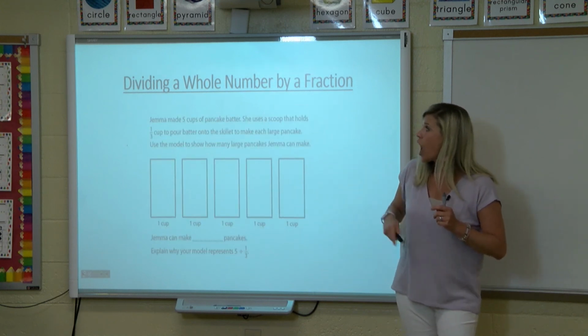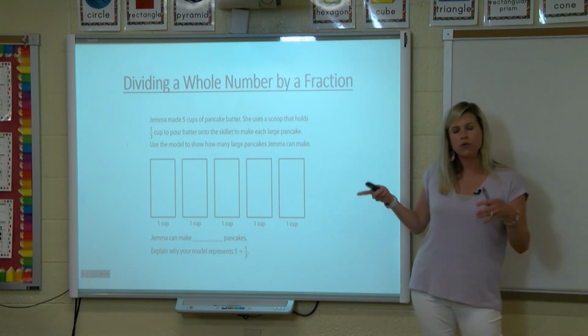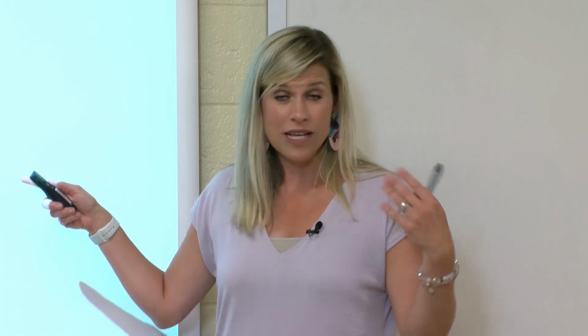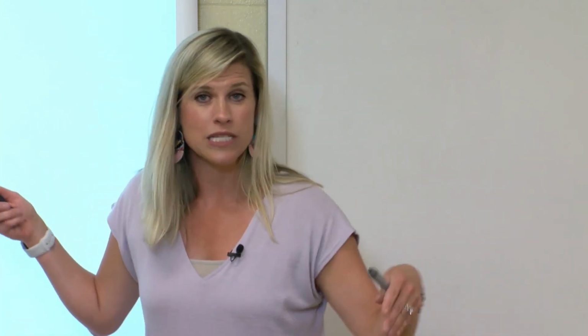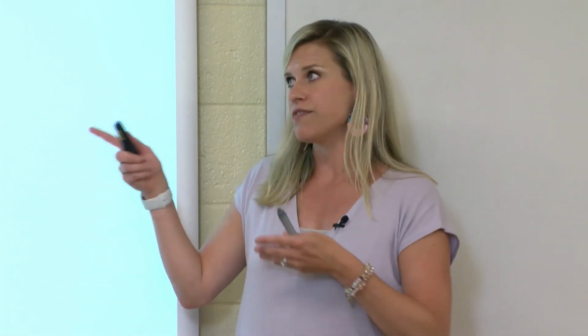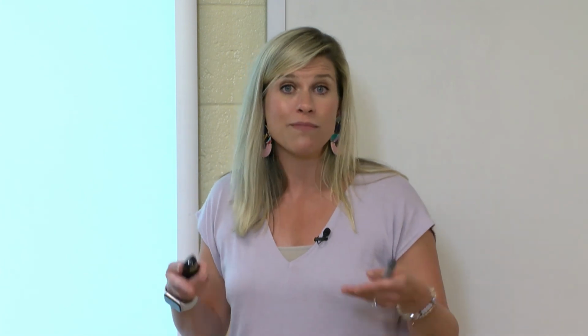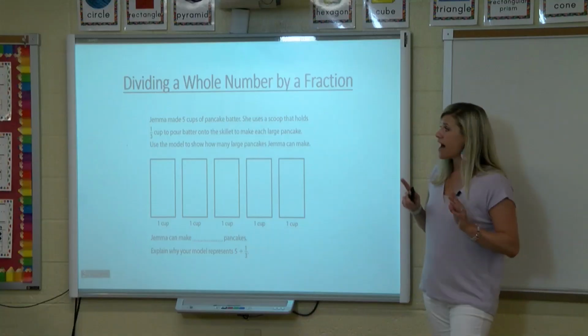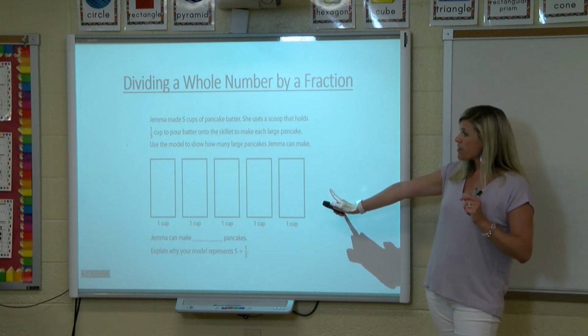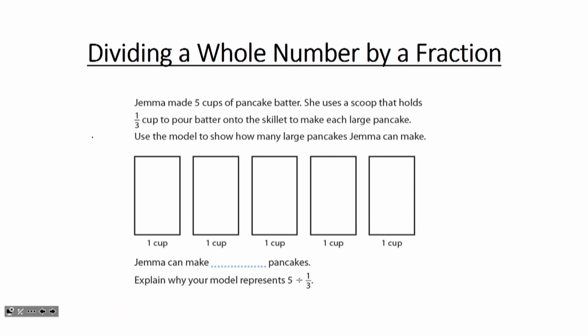Okay? All right, let's now put that in with a word problem. And I want you again to visualize this and think about how this goes with recipes. Remember last week we baked a pizza or we did different pizza toppings, and today it's about pancakes. A lot of times with fractions, when we're adding, dividing, or multiplying them, we use them in cooking. So it says Gemma made 5 cups of pancake batter. So here are the 5 cups. She uses a scoop that holds 1/3 cup to pour batter onto the skillet to make each large pancake. Use the model to show how many large pancakes she can make.